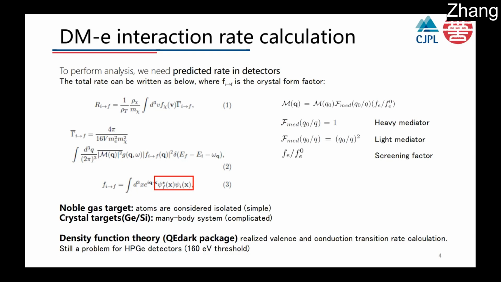This calculation for noble gas targets is relatively simple, because atoms in noble gases are considered isolated. So the electronic states in noble gas targets are already well tabulated. What you need to do is just look them up and calculate the predicted rate. But for crystal targets, specifically germanium and silicon targets, like our high purity germanium detectors, the crystal is a many-body system, and the electronic states are strongly perturbed by the crystal environment. So this calculation for crystal targets is very complicated. How exactly can we do this calculation? Well, there have been many efforts.